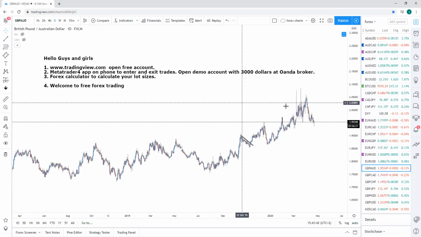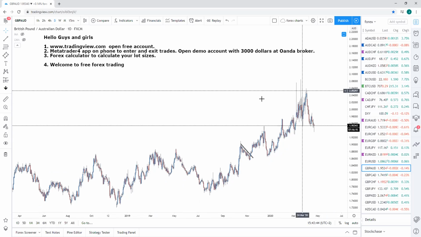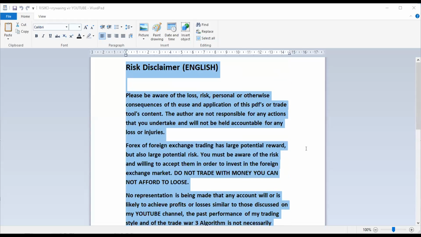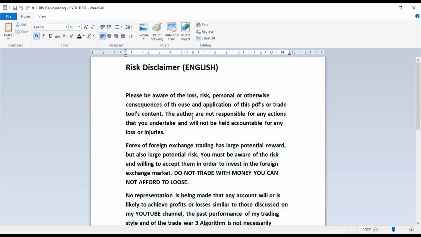And then I want to tell you guys about my risk disclaimer. So let me just stop share, and then we're going to go through my risk disclaimer before we can start. Let me share screen, and then the risk disclaimer is this one. Let me just share it with you guys. I need to go through this as well. Okay, so it says risk disclaimer in English, or something that I wrote.